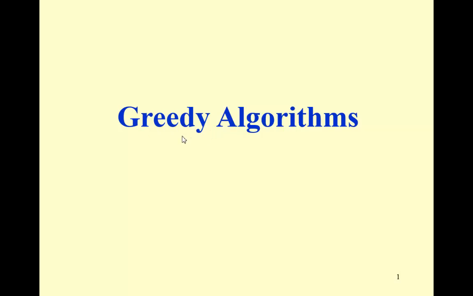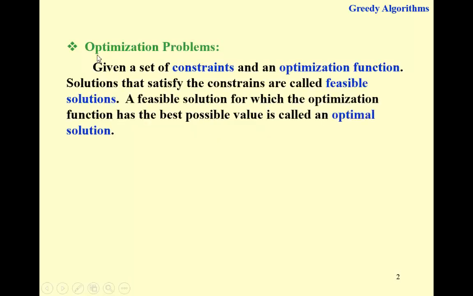So basically, greedy algorithms are used to solve a kind of optimization problems. Optimization means to find the best solution of something. So first of all, we must define what being the best means. So usually we have a so-called optimization function with some constraints. Solutions that satisfy the constraints are called feasible solutions, so they are possible. A feasible solution for which the optimization function has the best possible value is called an optimal solution.